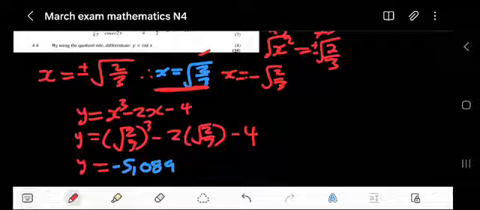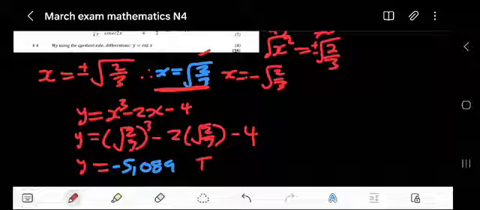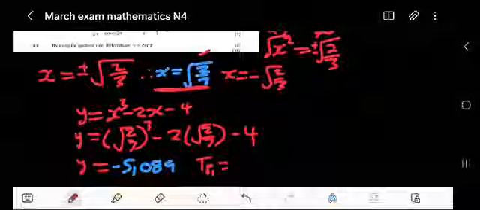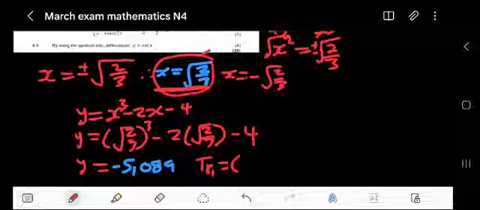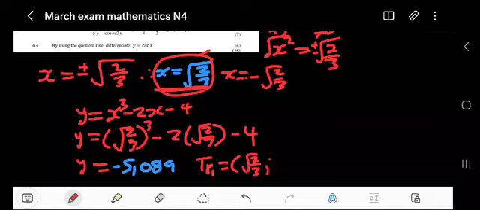So this is turning point 1. We have used this x value, so we'll have the square root of 2 over 3, positive, and the y coordinate will be negative 5.089. So we have that one.